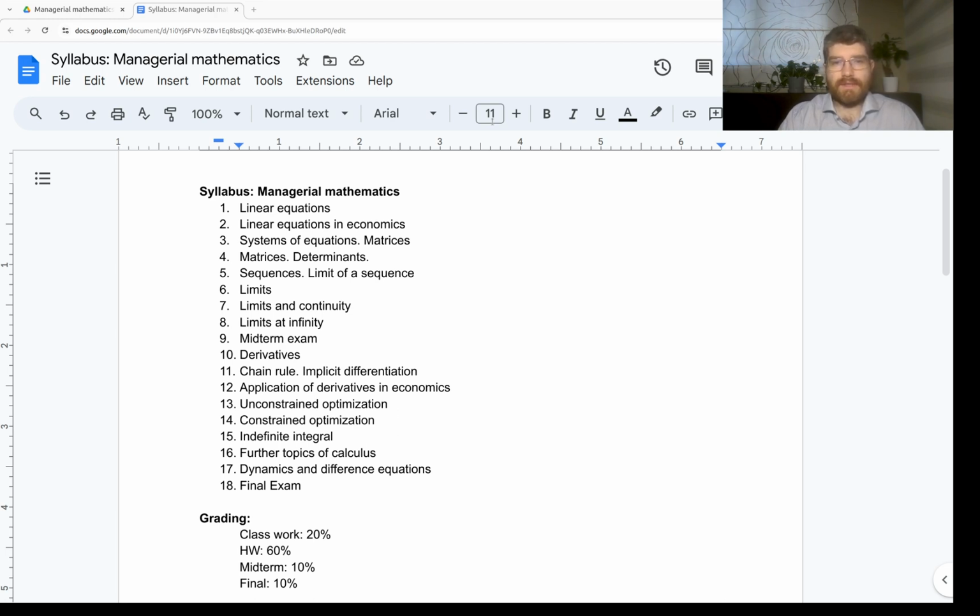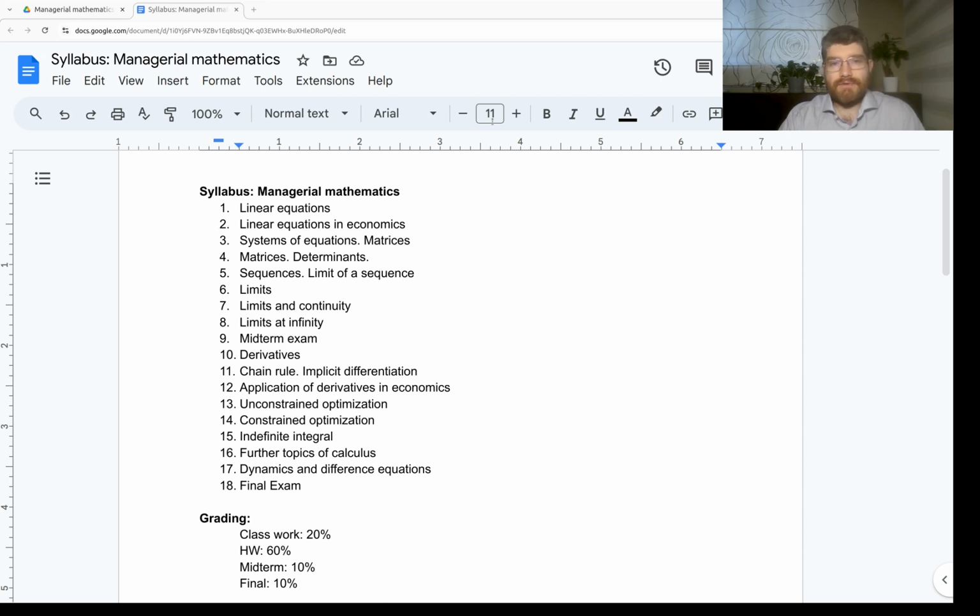Then we'll study the application of derivatives in economics. They are used extensively for optimization problems. For example, we use them to find the profit maximizing level of output, cost minimizing input combinations, and to analyze consumer and producer surplus. In unconstrained optimization, we'll find the maximum and minimum of functions without any constraints, like determining optimal production levels, pricing strategies, and other key decisions that maximize objectives like profit or utility.